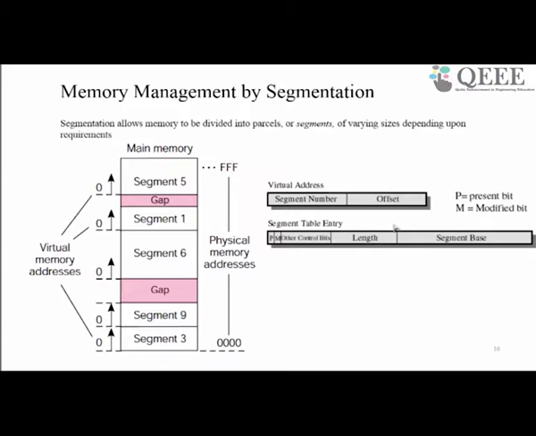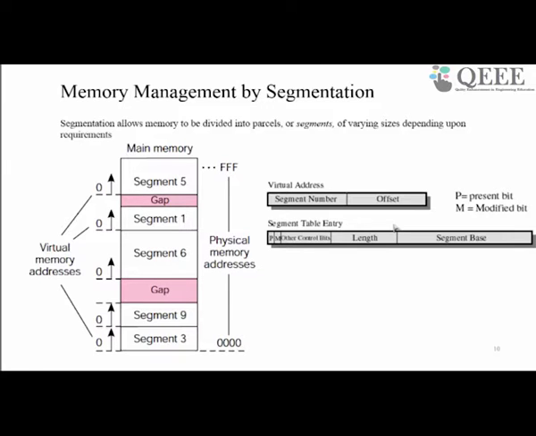So you may have a number of segments in the virtual memory and bring them and load them into the main memory as and when they are needed. When they are no more required, you can retrieve the space and use it for loading some other segments. So the segments may not be present in the main memory in a contiguous manner.